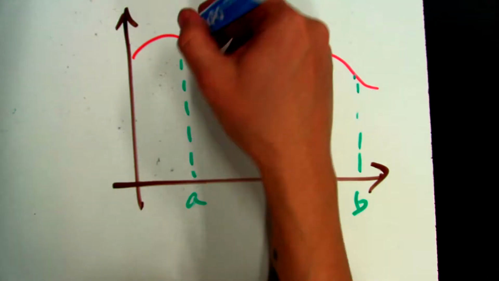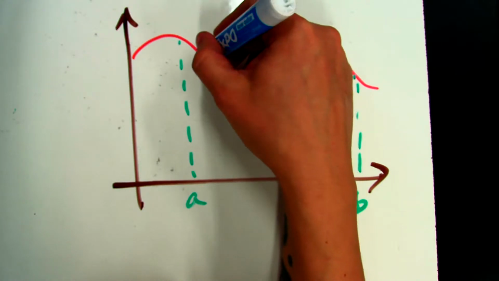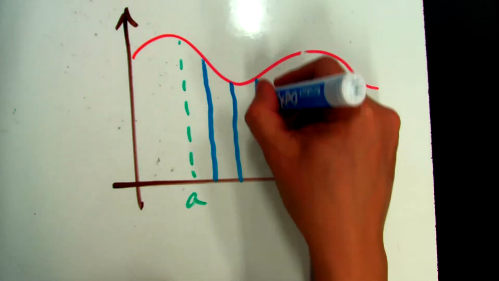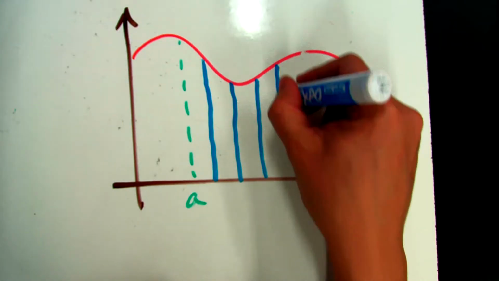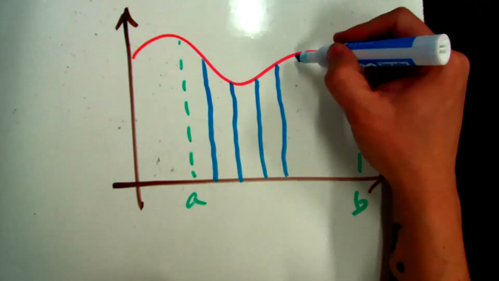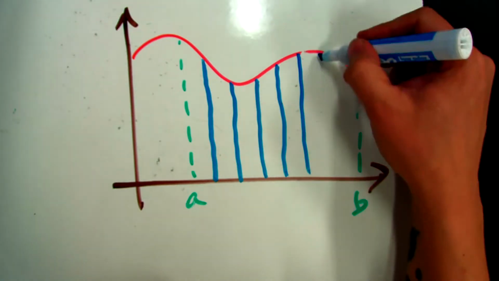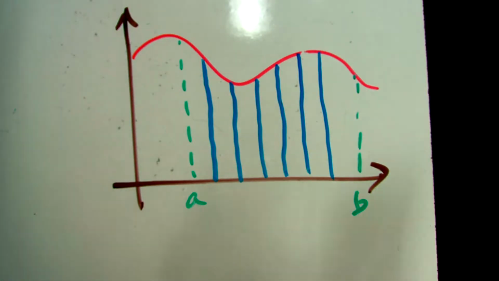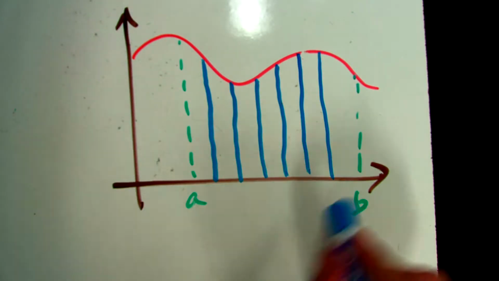So we're going to have one rectangle, and we'll have another rectangle, and we can do different numbers of rectangles. For this purpose, we're going to assume that each rectangle has the same width. Obviously it doesn't look like they do, but let's just pretend. So we're going to assume they all have the same width.